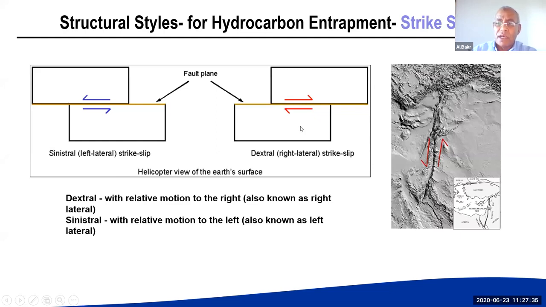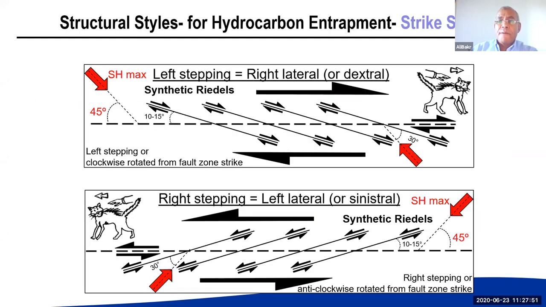One of them moved relative to the other one in that direction. We call it dextral or right lateral, or even left lateral. The end result of that is a nice change in the shape of the traps itself. On the map view, you can see this very easily on the right lateral and left lateral.